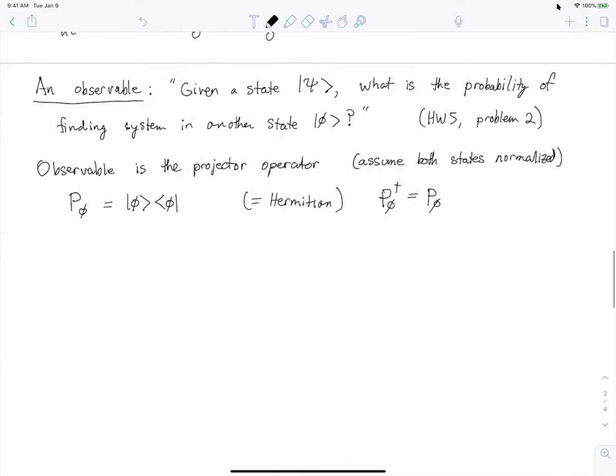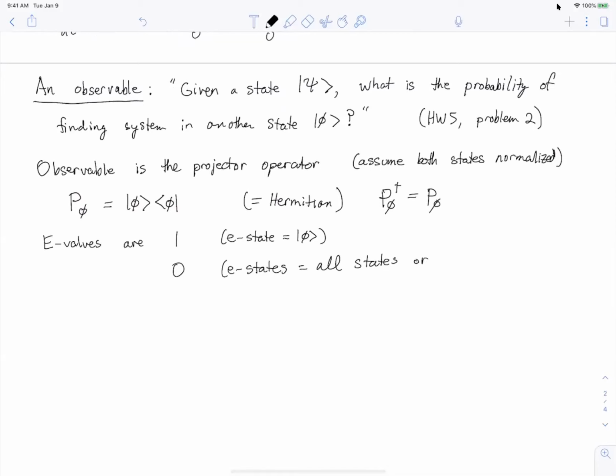And let's think about what its eigenvalues are. Because it's a projection operator, its eigenvalues are 1, and the corresponding eigenstate for that is nothing other than phi. And 0. And there the eigenstates, and there are lots of them usually, are all states that are orthogonal to phi.